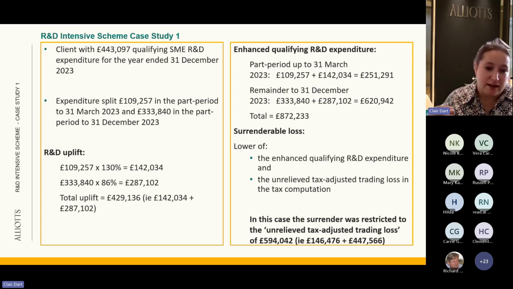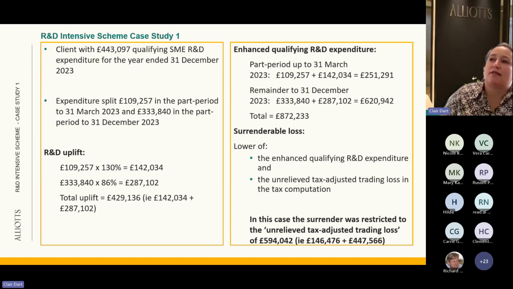We then calculate the uplift. Under the old SME scheme, the 109,000 gets uplifted by 130%. And under the new scheme, we got an uplift of 86%. So we got a total uplift then of £429,000. Then we add those in, on the right hand side, to our qualifying expenditure. So instead of the existing 443 expenditure, we've now got enhanced expenditure of £872,000.